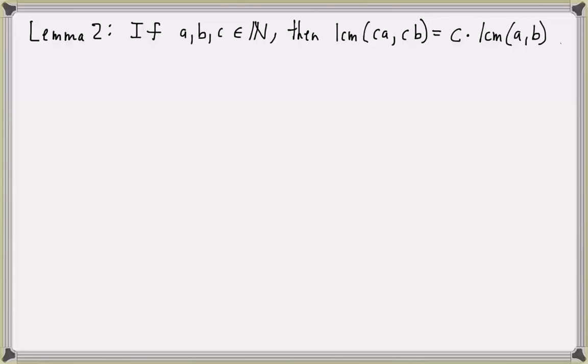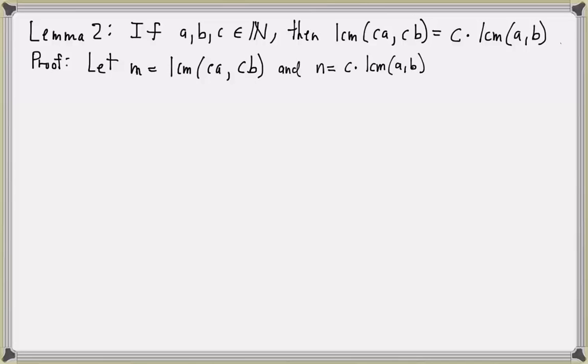Okay, so here's the proof. So A, B, and C are natural numbers. Let's let M equal the least common multiple of CA and CB. Okay, and I'm going to let N equal C times the least common multiple of A and B. Okay, so we will show that M equals N.